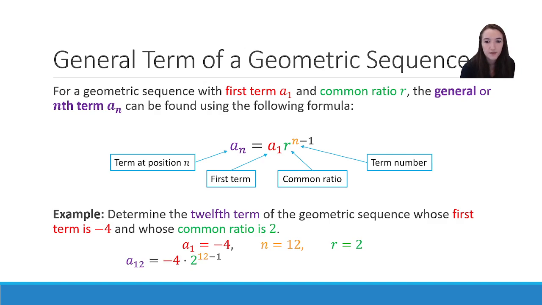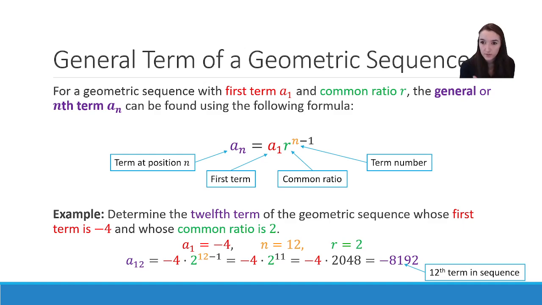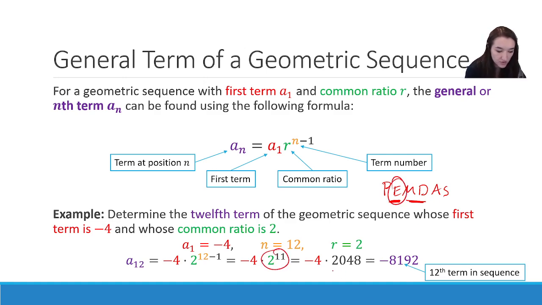So we plug in -4 times 2 to the power of 12 minus 1, and we're going to simplify: -4 times 2 to the 11th. This is very important. This is a very common mistake that gets made in these problems. You have to remember PEMDAS. Exponents come before multiplication. So we take 2 to the 11th power, which is 2048, first.